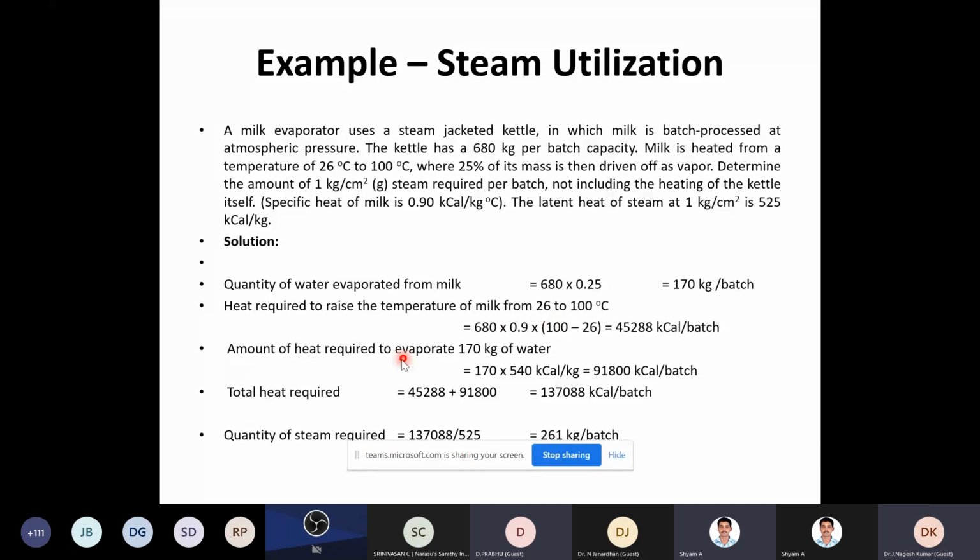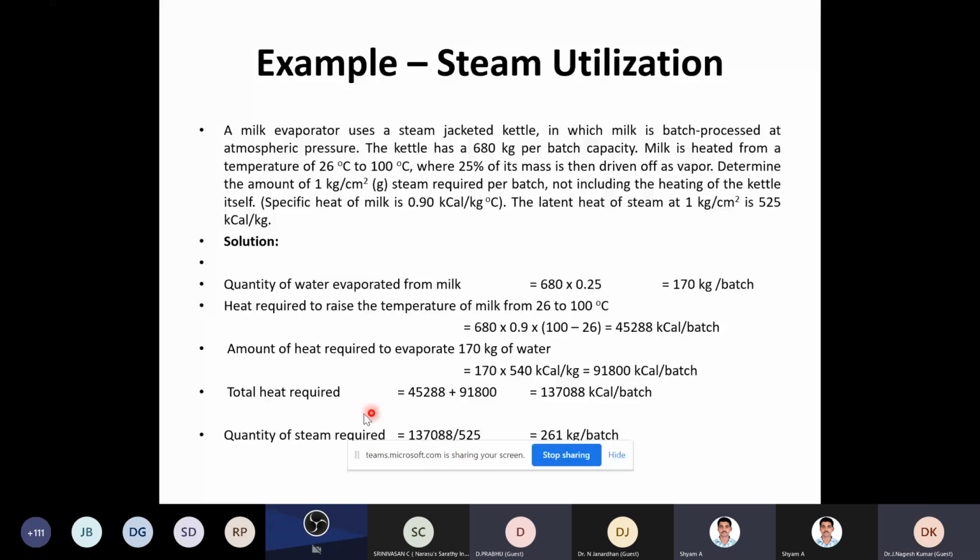Then 170 kgs is driven off, so it boils off, becomes vapor and goes into the atmosphere. So how much heat is required? 170 into 540. 540 is the latent heat of steam at that pressure and ambient pressure. So this will be about 91,800 kilocalories per batch. Total heat required is for sensible heat and for the latent heat. So this much is the heat required.